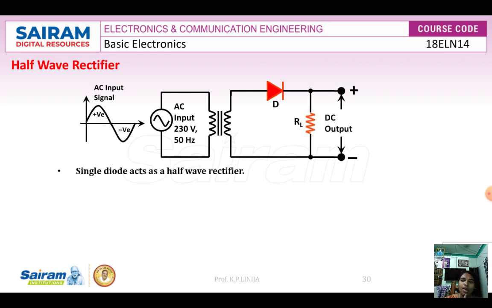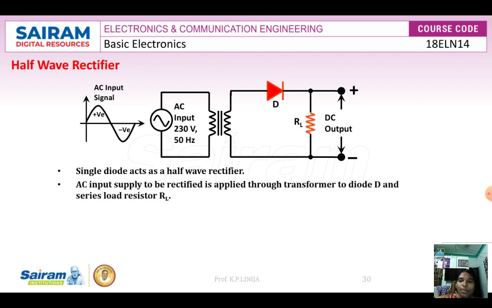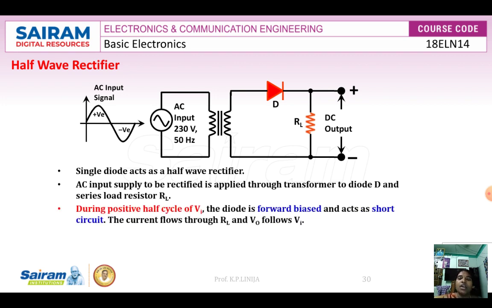Now let us see the working principle. This diode is going to act as a half wave rectifier. Assume that the AC input is supplied to be rectified. Our purpose is to rectify the input supply. For that we are applying this input through the transformer to the diode D, which is connected in series with the load resistor RL. Now what happens? First the positive half cycle is applied to the transformer.